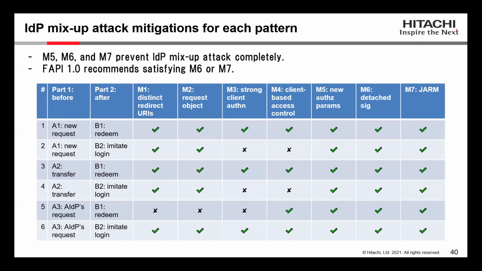Finally, I list the 4 mitigations and their effectiveness on each pattern. Mitigations 5, 6, and 7 prevent the IDP mix-up attack completely, and FAPI 1.0 recommends satisfying mitigation 6 or mitigation 7. By following this list, we can consider how to deal with each pattern. For example, we can combine mitigation 1 and mitigation 4, or add an original mitigation where the existing system cannot detect.